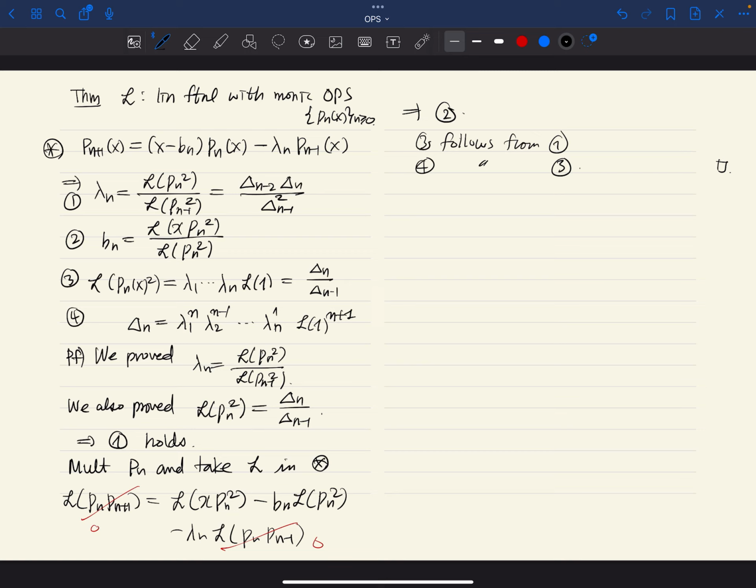So we have a nice corollary. If you know these three-term recurrence coefficients, then you can tell immediately whether the linear functional L is positive definite or not. Suppose L has OPS, okay? Then L is positive definite if and only if, following this notation, Bn is real and lambda n is positive for all n.